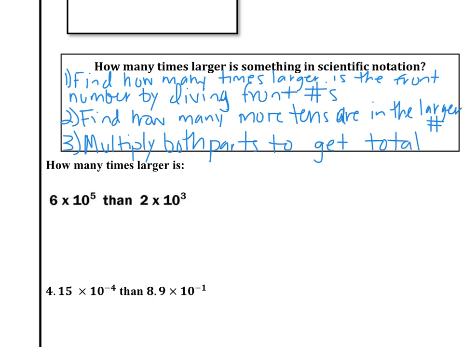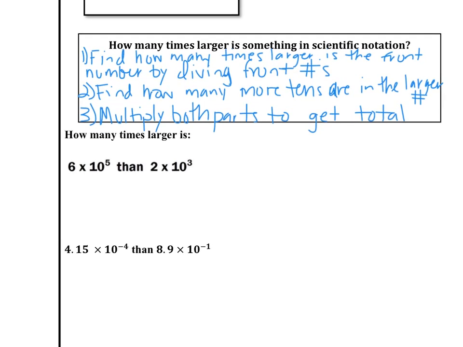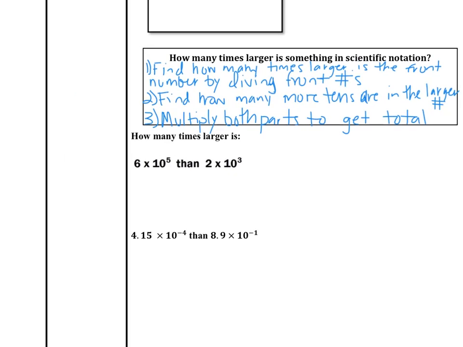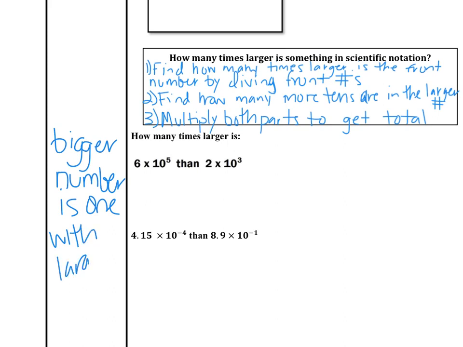So here is an example. It says, how many times larger is 6 times 10 to the 5th than 2 times 10 to the 3rd? So the way we tell which one is the biggest one is whichever one has the biggest exponent. So I'm going to write over here that the bigger number is the one with the largest exponent.